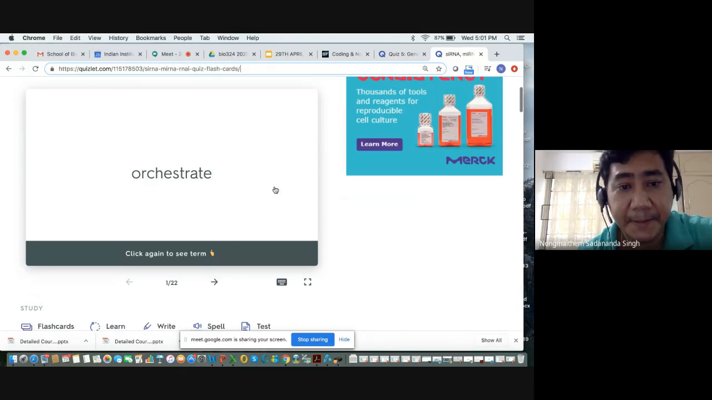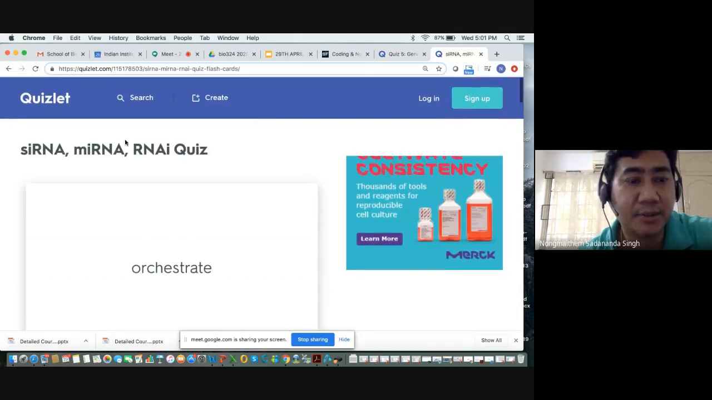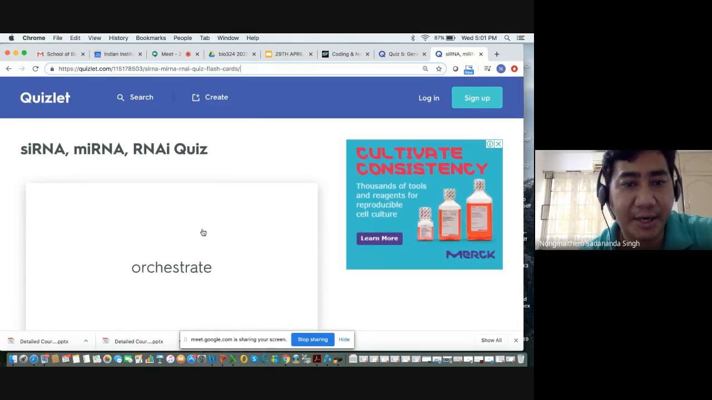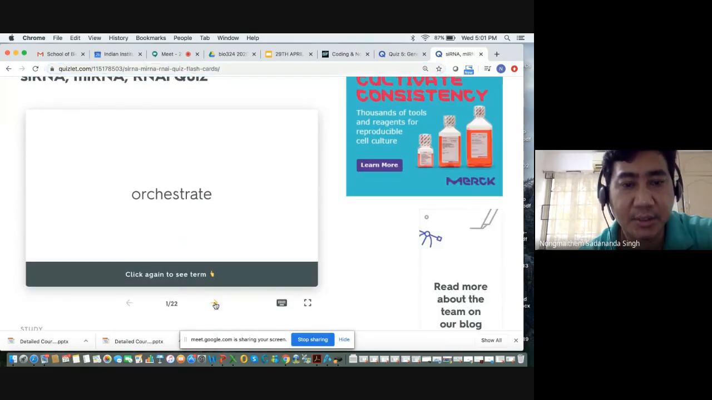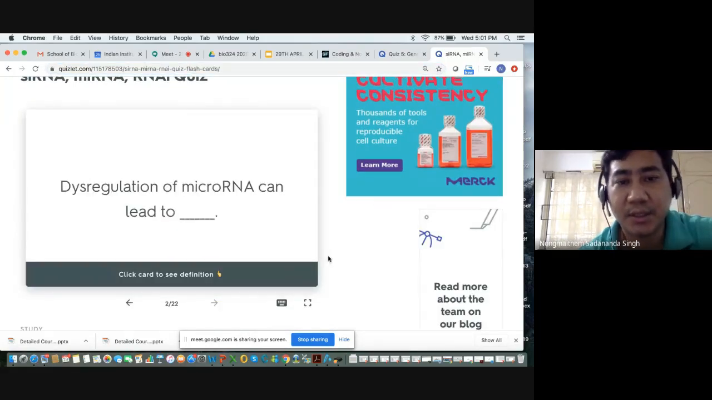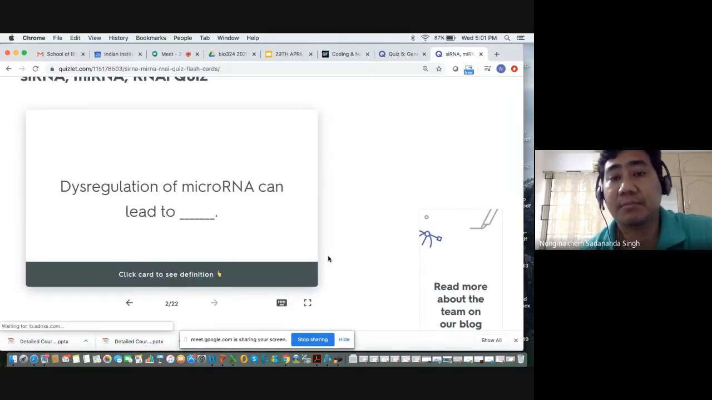So this one is all about siRNA, microRNA, or RNAi quiz. So we can start with this. Dysregulation of microRNA can lead to what kind of problem? If microRNA is not regulated properly, any problem? Anyone?